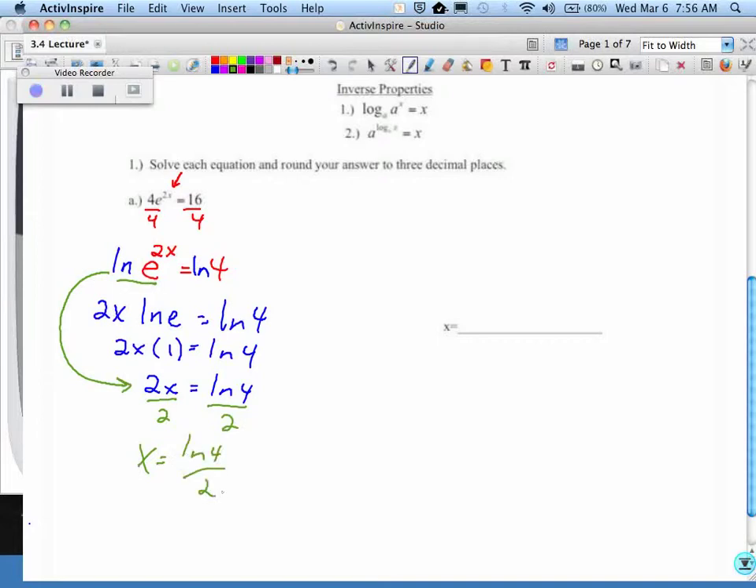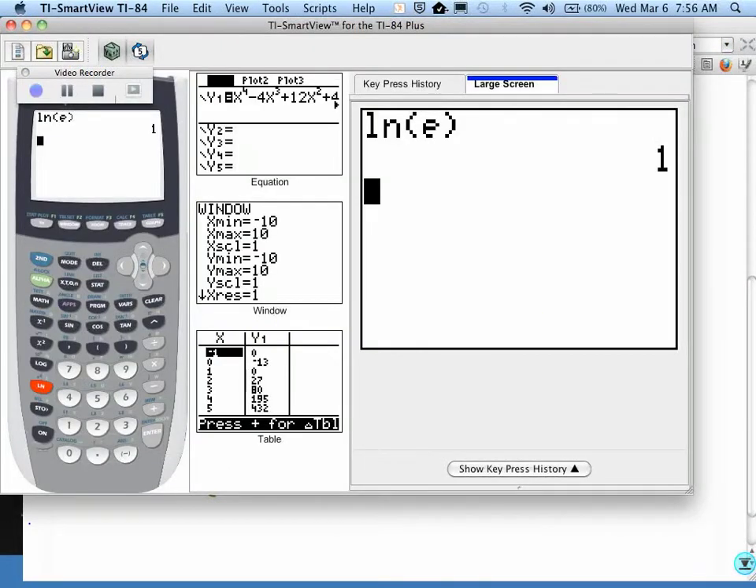It says to approximate it. Oh, I wrote it wrong. You'd think it's Monday, right? So, ln of 4, close it, divided by 2. The most common error is that you guys forget to close that second parenthesis, so it's 0.6931.